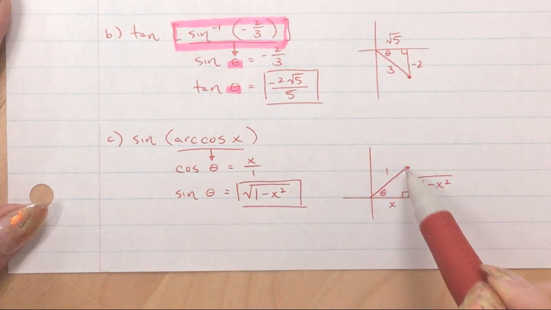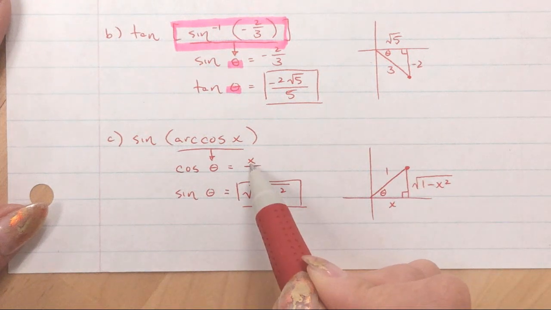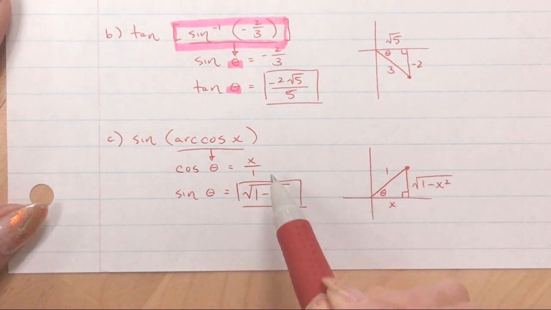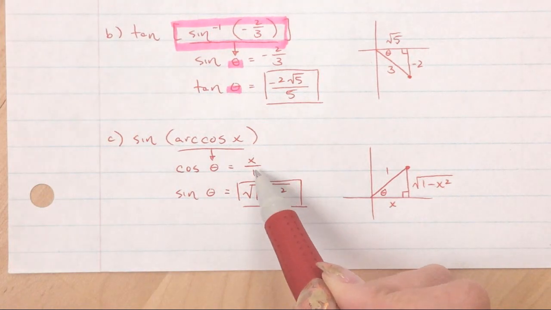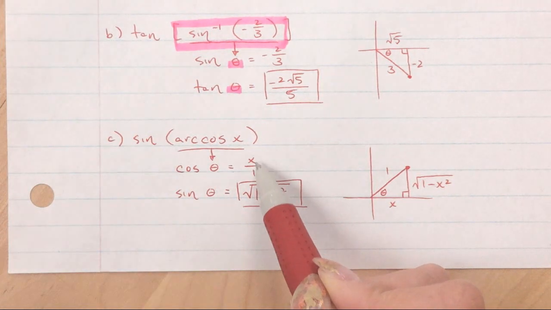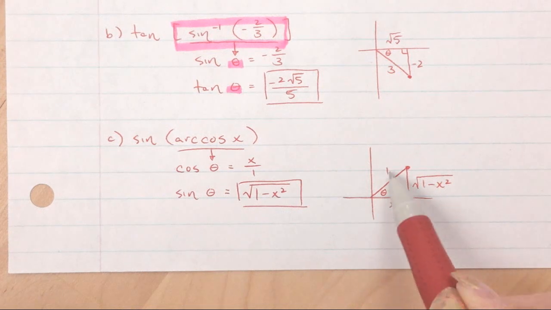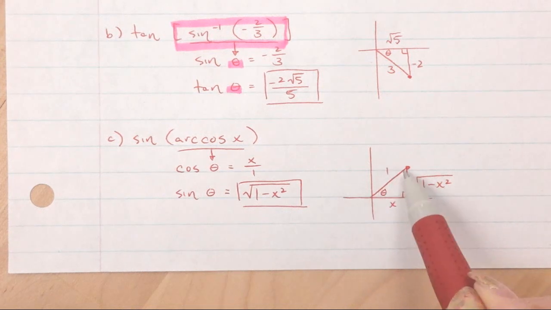So then in quadrant 1, I draw a triangle. My x is the x value. My 1 is the hypotenuse, right? Because I need adjacent over hypotenuse, or this needs to be x over r. So here's my x, and here's my hypotenuse, or my radius.